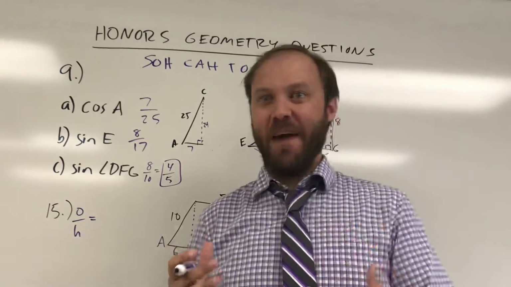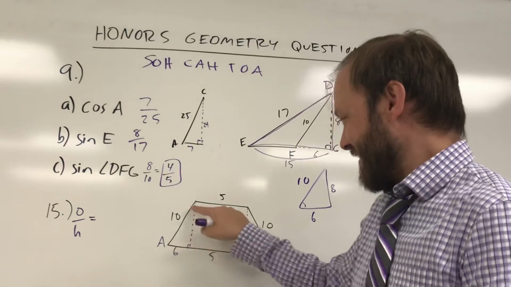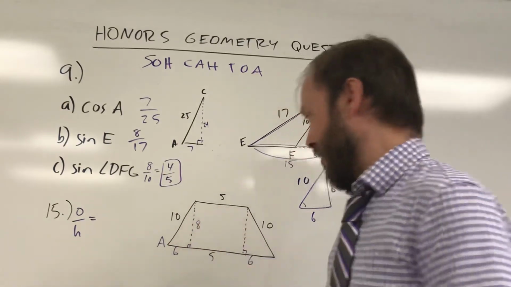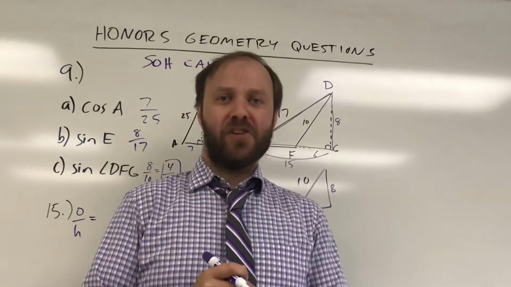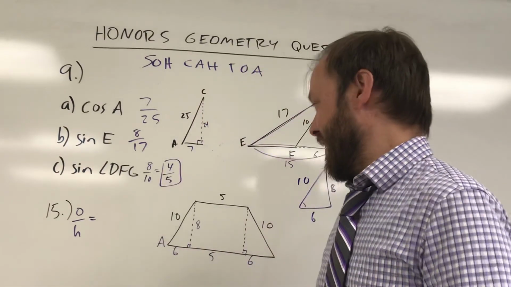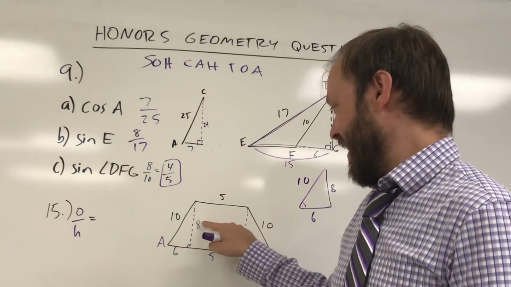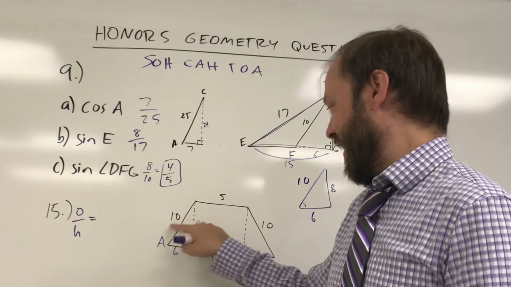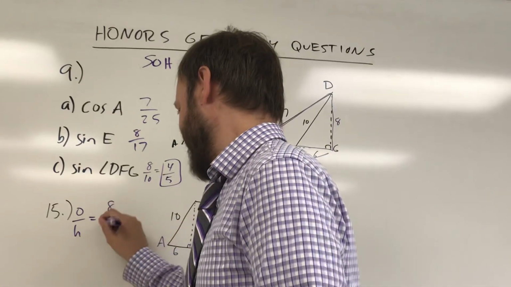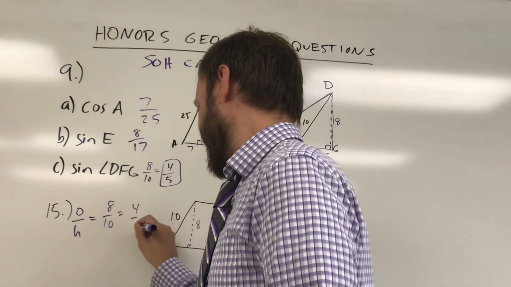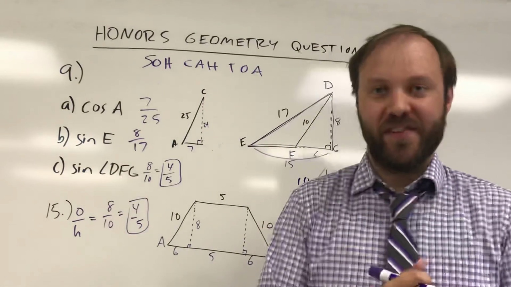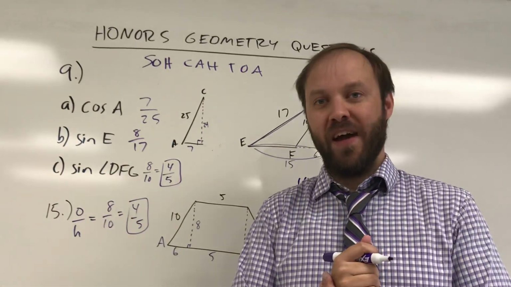And then notice what happens. We've got a little 6, 8, 10 right triangle there. We've got all three sides labeled. Should be able to find a sine very easily. Sine is the opposite side, or the opposite leg, over the hypotenuse. That's going to be 8 over 10, and looks like we get another answer of 4/5. Hope that helped on number 9 and number 15.